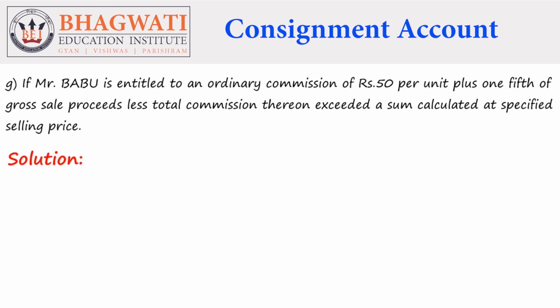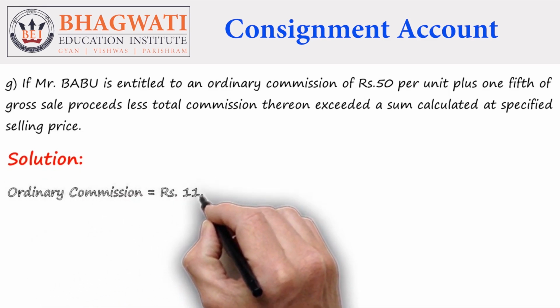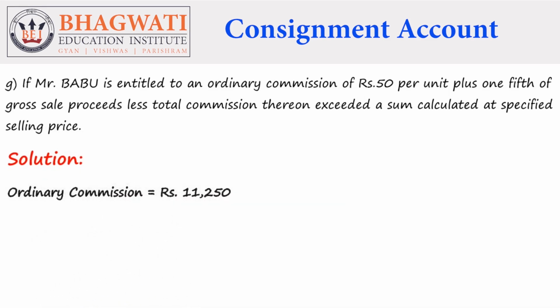First case, let us discuss the first one, ordinary commission. We have already calculated this: 225 units sold multiplied by 50 per unit. So there we don't have any problem. So I'll just write 11,250. Clear? But the next commission, which is nothing but overriding commission, for that there is a problem now.